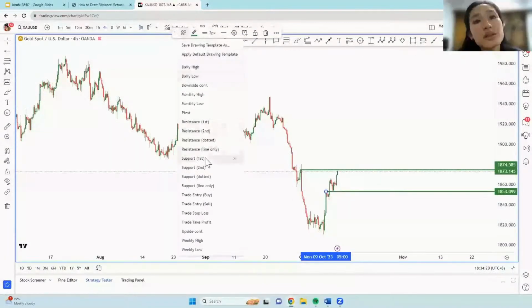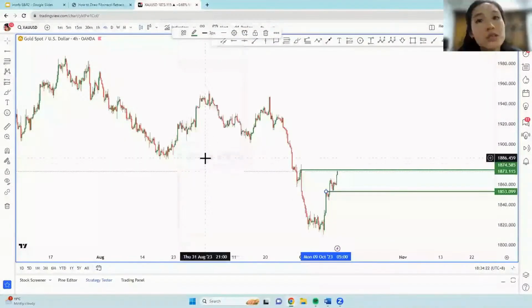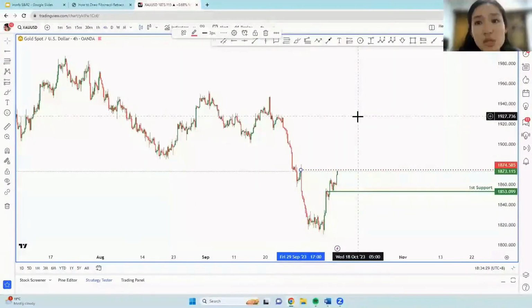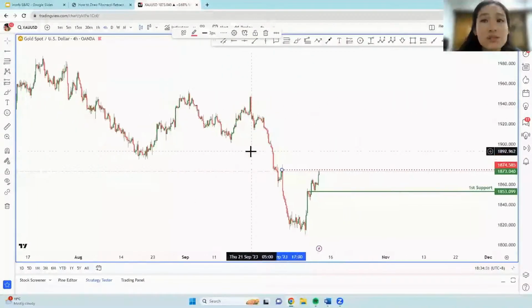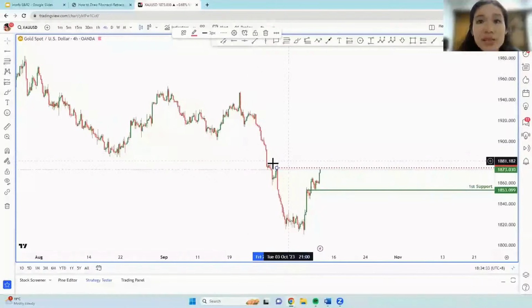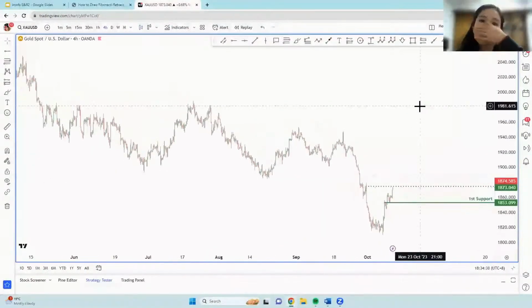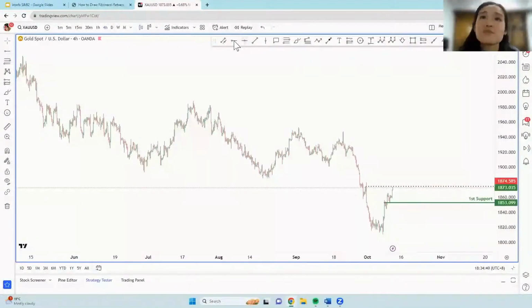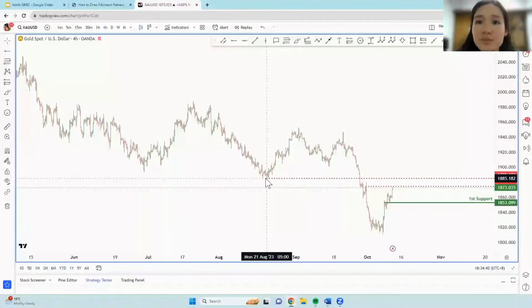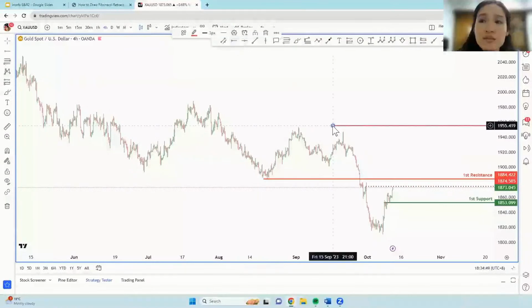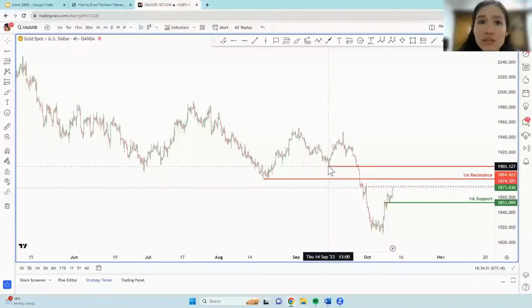This is my first support. I'm going to make this a dotted line because price is super close to this level, but I want to highlight it because of this swing high here. And then a resistance here, and here.